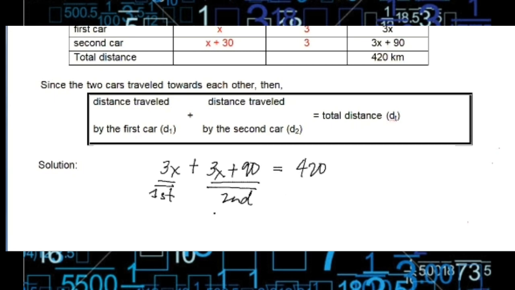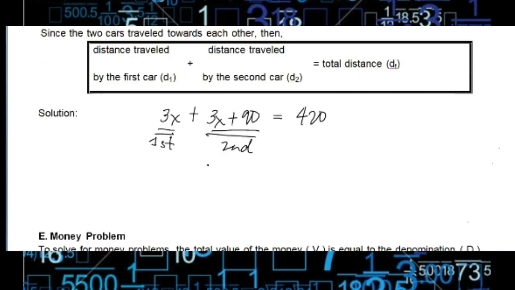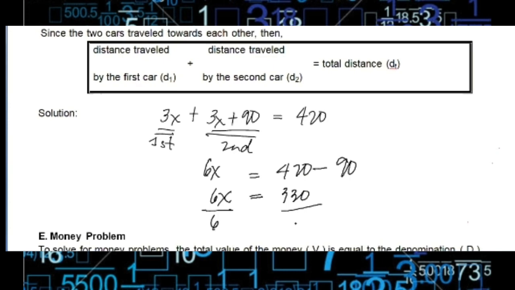Okay? O, pagsamahin na. So, 3x plus 3x, 6x equals 420 minus, ililipat yung 90 sa kanan. 420 minus 90. So, that is equal to 330. O, 6x. Divide both sides by 6. Cancel 6. So, x now is equal to 55 kph.